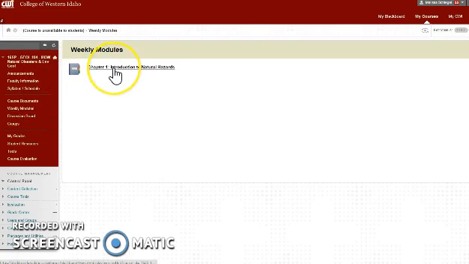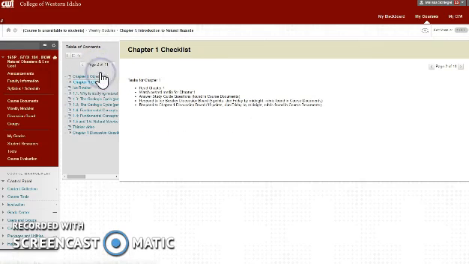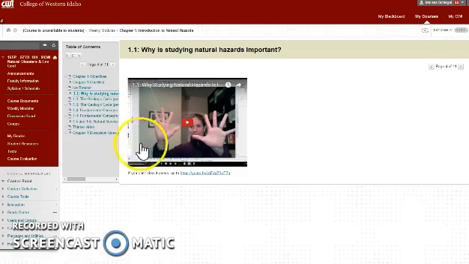The next item in the red column is the weekly modules. Each module follows a similar format, with a brief introduction and list of objectives, followed by a checklist for that week. Next, there are several content pages covering information about the chapter.